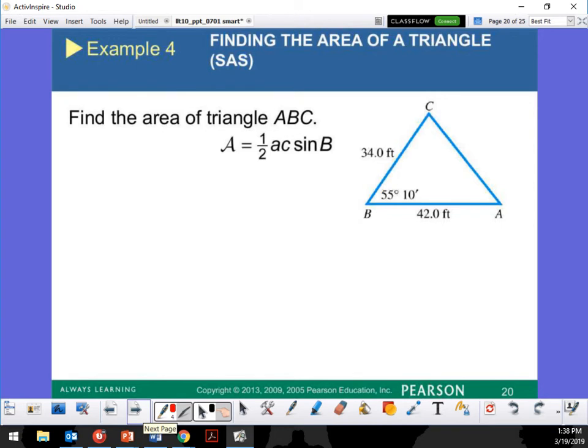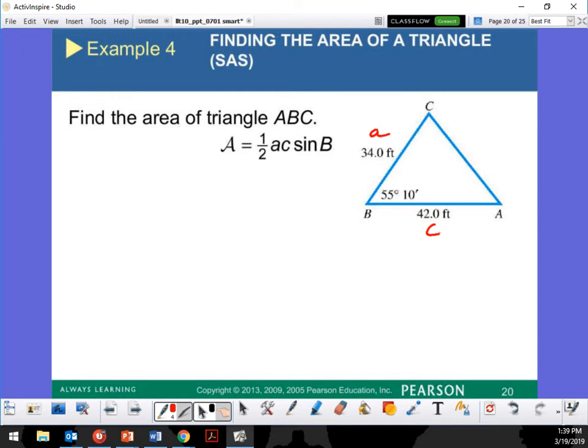Okay, so let's take a look. What sides do I have? 34 and 42. Okay, but what letters are they? Little a and little c. Little a, little c.